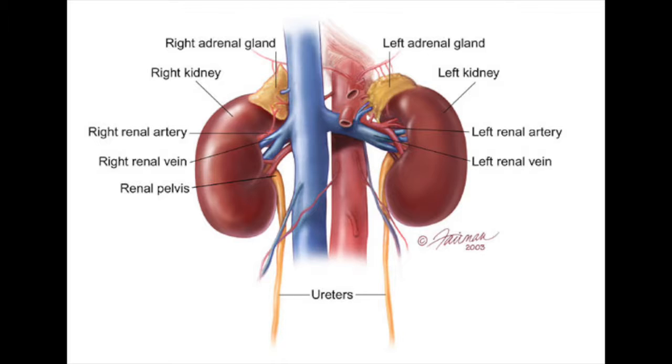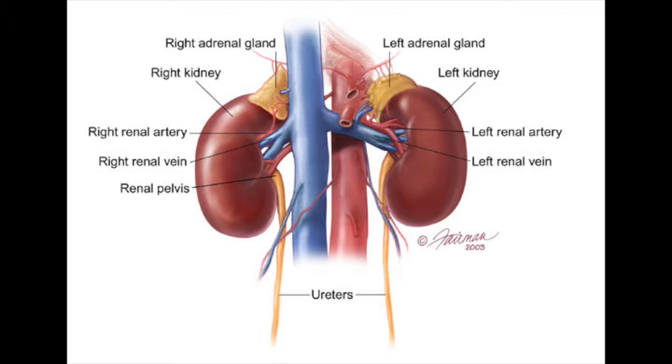The functional unit of the kidney is the nephron. The hilum is the entry point for blood vessels, nerves, and the ureter. The renal cortex is where the blood enters the nephron and is filtered. The renal pyramid transports urine. The renal medulla is the center of the kidney.